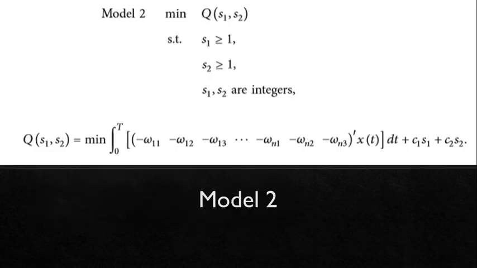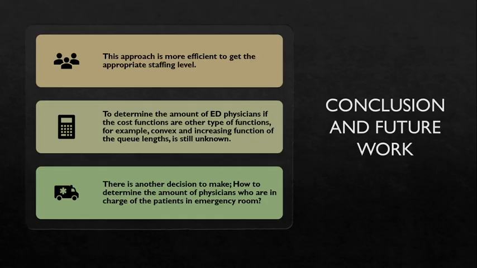So here is model 2. Basically, in the first step, we construct a fluid model, which was model 1, to determine the optimal scheduling policy for patients in the emergency department to minimize the waiting cost of patients given a specific emergency department staffing level. Then, in the second step, we solve model 2 to get the appropriate emergency department staffing level, which minimizes the total cost of patients and the emergency department.